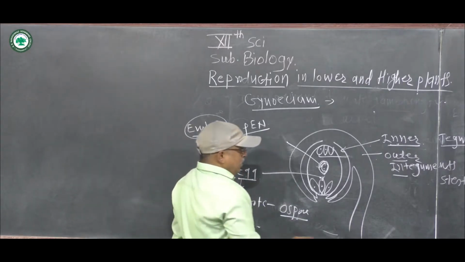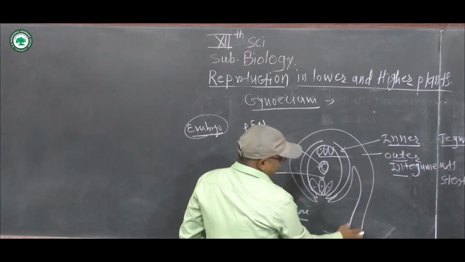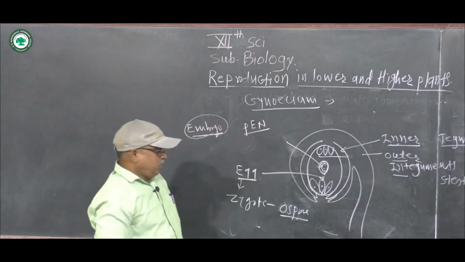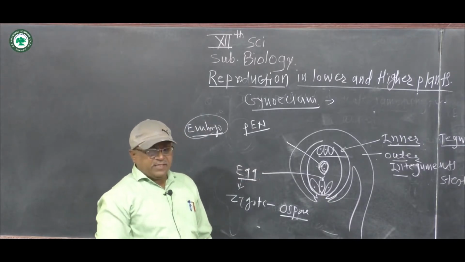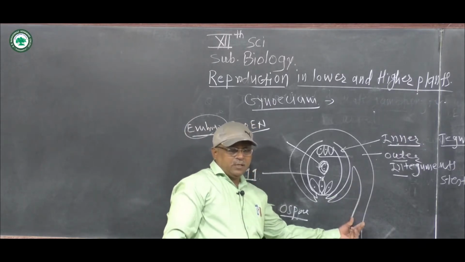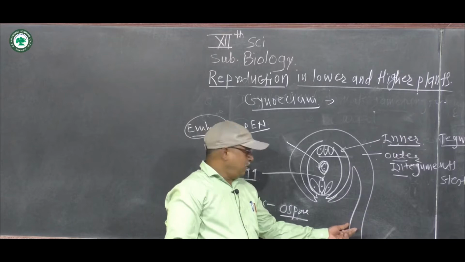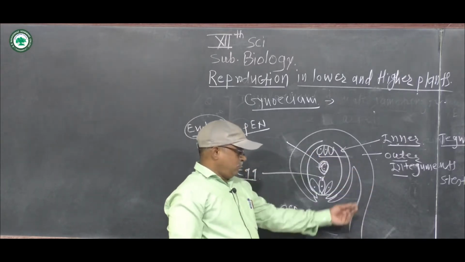Okay. One more question is asked down here also. Funicle, here with the help of funicle, it is attached to the placenta. Ovule is attached to the placenta with the help of funicle. Placenta is this part that supplies nourishment to the developing embryo.